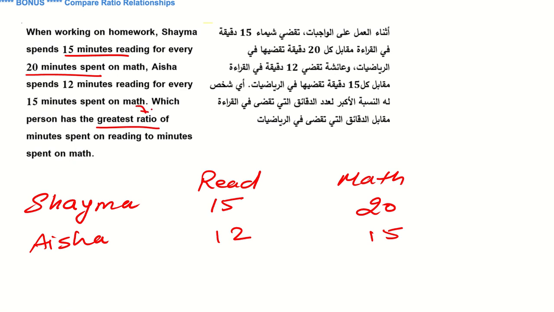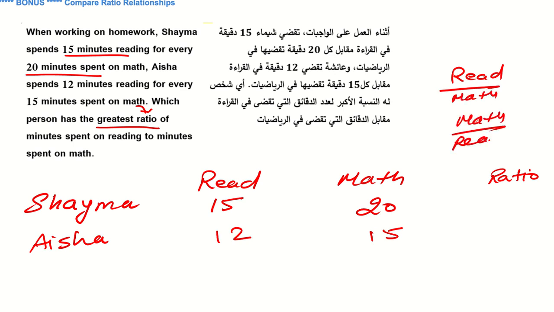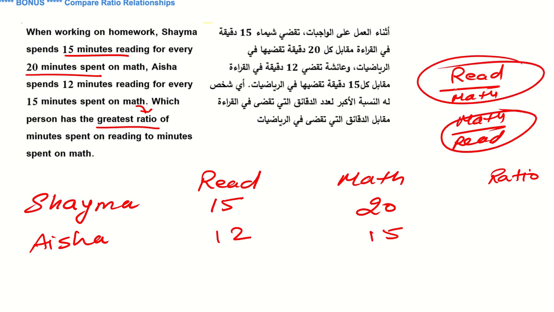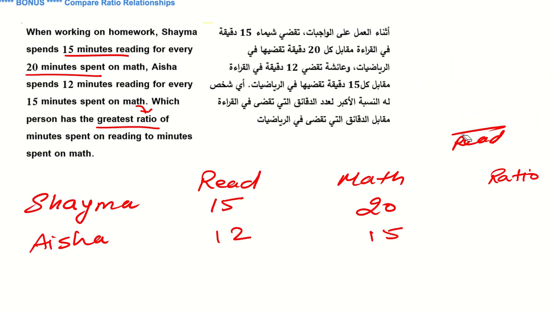Now, do you remember the meaning of the word ratio? Ratio means division. And division of what? Here you need to understand that it will be reading time divided by math time, or math time divided by the reading time, because if you do the small mistake, question will be wrong. So here question will tell you what you have to do. So ratio of minutes spent on reading to minutes on math. So they are saying reading first and math second. So it should be reading divided by math.